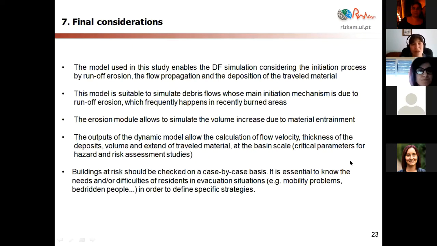So for our final considerations, the model used in this study enables the debris flow simulation considering the initiation process by runoff erosion, flow propagation, and the deposition of the transported material. So this is a model that is suitable to simulate debris flows whose main initiation mechanism is due to runoff erosion, which frequently happens in recently burned areas. This dynamic model also has the advantage that it allows the simulation of the volume increase due to the material entrainment.